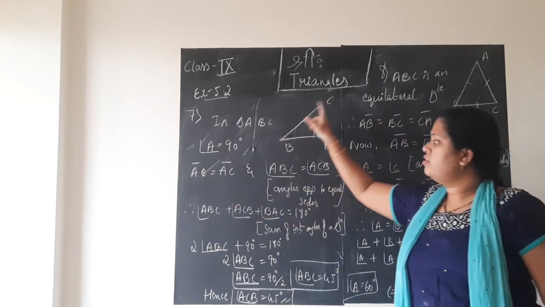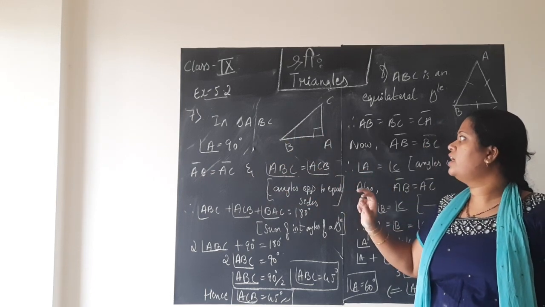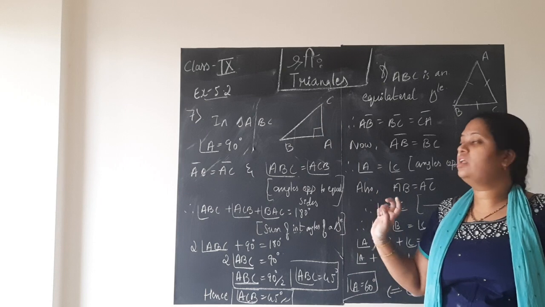Now, I proved AB equals AC. Which are the opposite angles? Angle B and angle C. The opposite angles are equal.